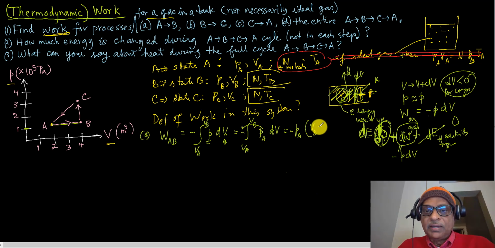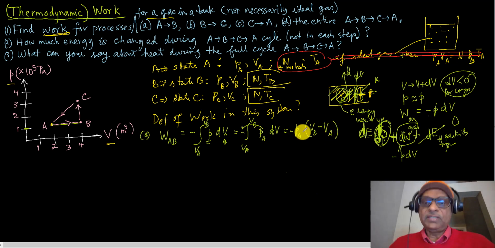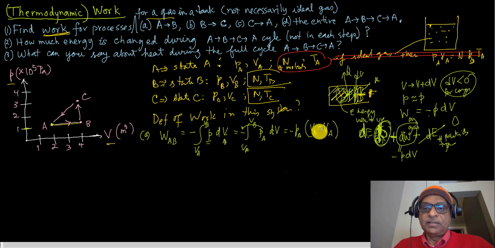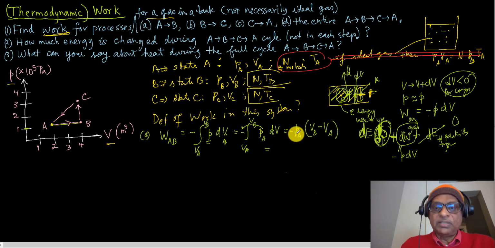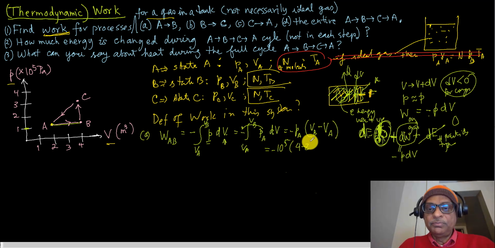When you do this integral, you get minus PA times (VB minus VA). So you can see that this is going to be positive, this is positive. Once you work it out, this is 10 to the power 5, and then 4 minus 2, with minus 10 to the power 5 times (4 minus 2). This is 4, and this is 2, so the gas expands.